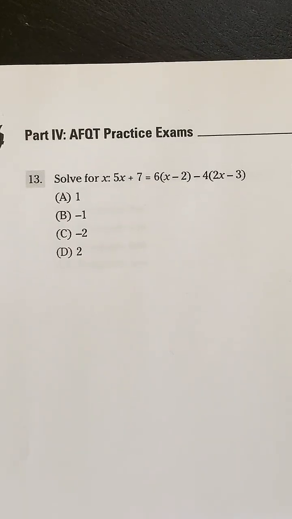So here we go. Solve for x. We have 5x plus 7 equals 6 times the difference of x and 2 minus 4 times 2x minus 3. Is our answer A, 1, B, -1, C, -2, or D, 2?